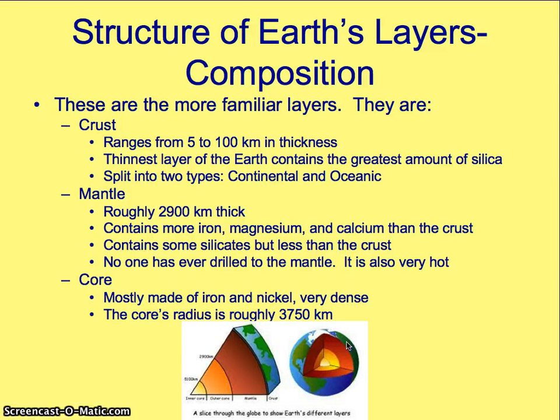And there are three main layers in composition. There's the crust, the mantle, and the core. The crust is the thinnest layer. It's only about 5 to 100 kilometers thick in most places, and it contains the greatest amount of silica. It's split into two types, oceanic and continental crust.